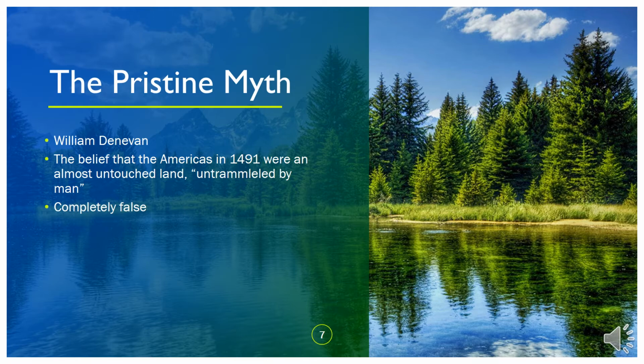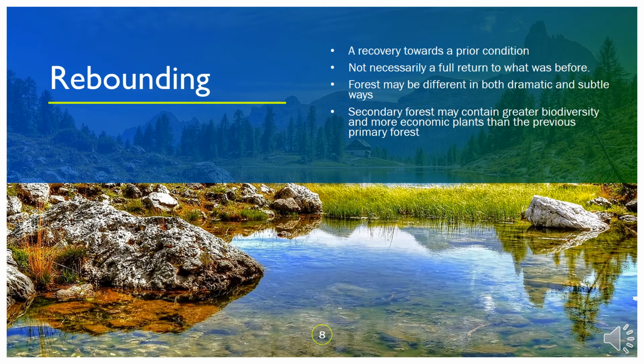It was a heated debate about the degree to which the environment was or was not altered by the pre-European native people. And it was believed that the Americas in 1491 were almost untouched land, untrammeled by man, and it was completely false. And rebounding is the reason why everyone thought the Pristine Myth was true.